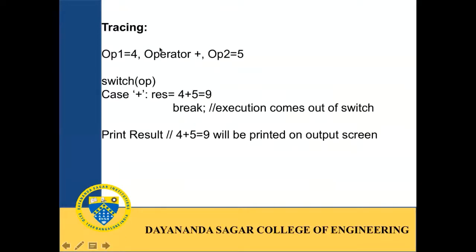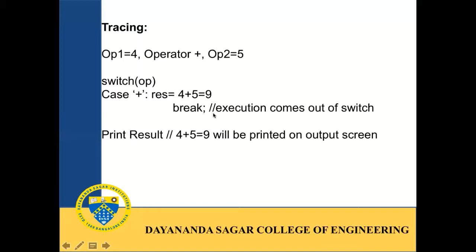Let us look at the tracing here. For the same example that we considered for the output, here operand 1 is 4, operator is plus, operand 2 is 5. So that means A is 4, B is 5, OP is plus. Then when the switch statement executes, the OP given to it is a plus, so case plus should be executed. Result is equal to 4 plus 5, which is equal to 9. That means 9 will be stored in the variable result and then break.